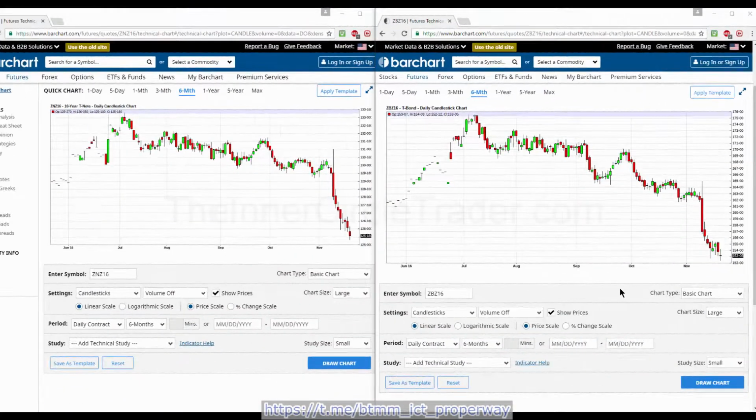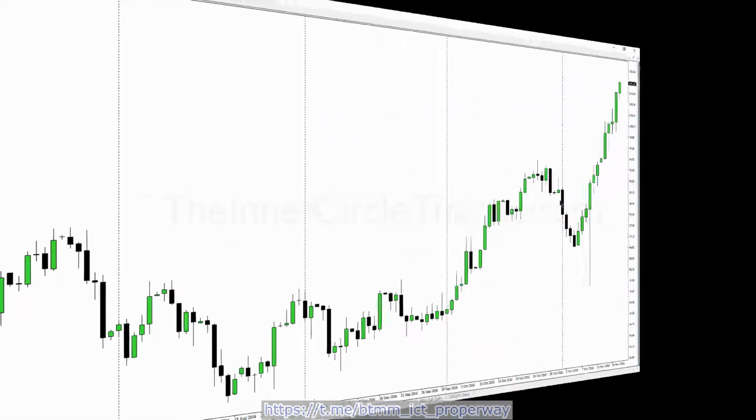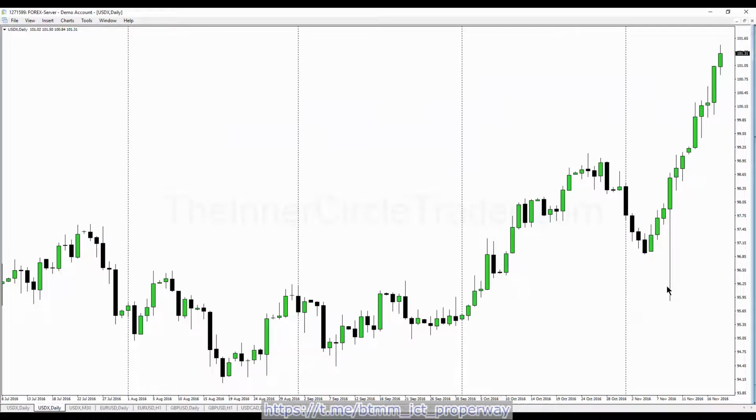Now we're going to take a look at the rally higher here on the 10-year that was not seen here on the 30-year. So we know that there's going to be an accelerated rally on the dollar index the first week of November, obviously post U.S. elections. And let's go back to our dollar index chart. Now we see November. We made that lower low.